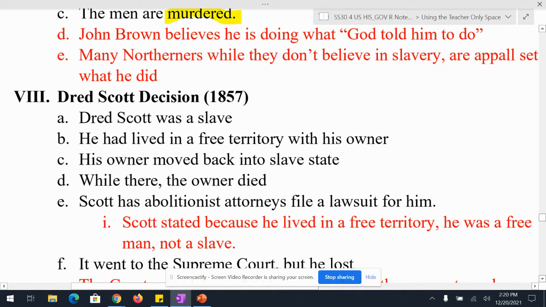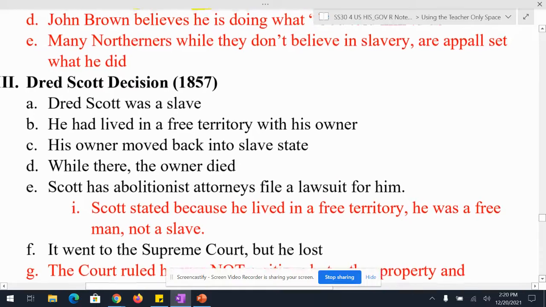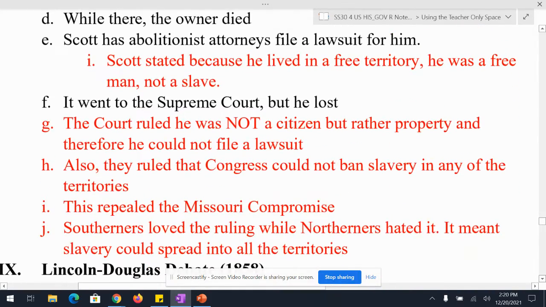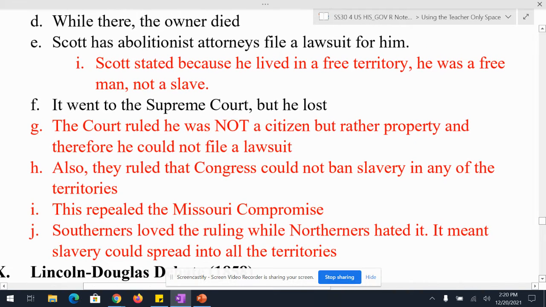So he stated that because he lived in a free territory, he was a free man, not a slave. Sounds like he could win. However, tensions are very high at this time. And this case is going to make it all the way to the Supreme Court, but he is going to lose. And I know what you're thinking, LT, this is all the notes today? Man, I want to learn so much more about this case.